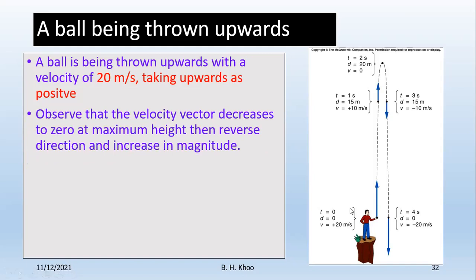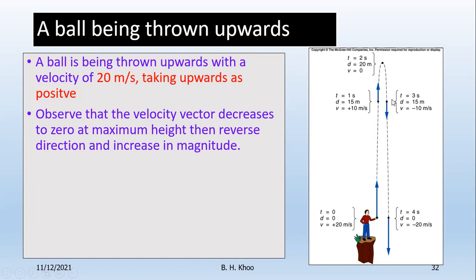If you observe, the velocity decreases. At a height of 15 meters, it reaches 10 meters per second. It decreases further, and at the maximum height of 20 meters, the velocity is 0. Then it reverses direction. It is decelerating when it's going up. When coming down, it's accelerating.